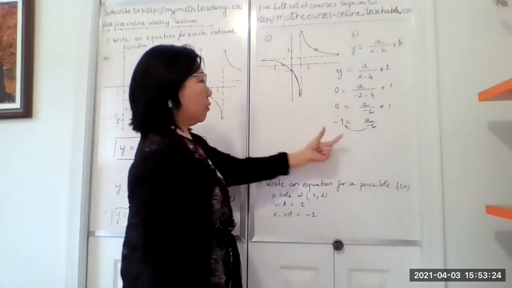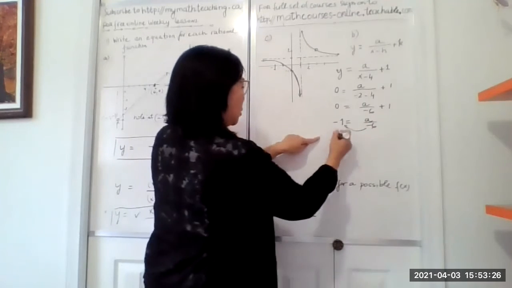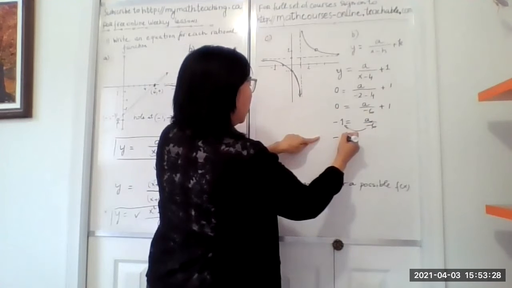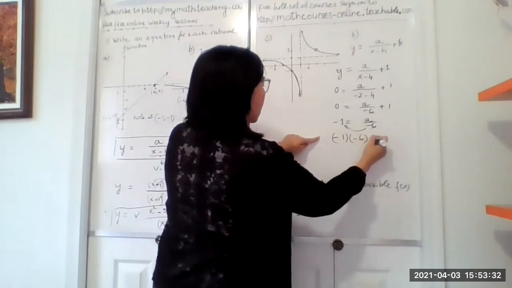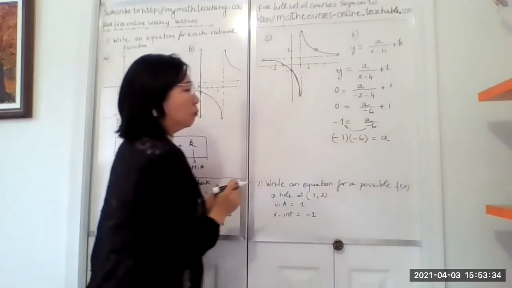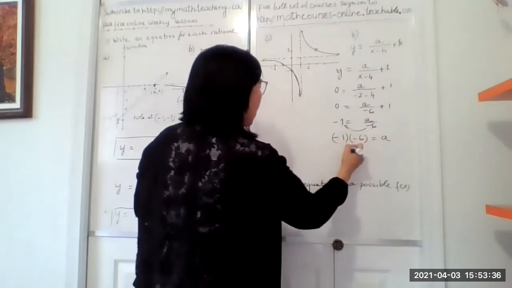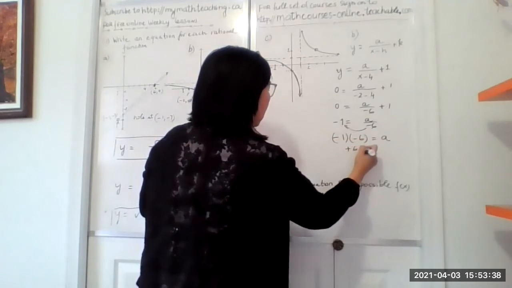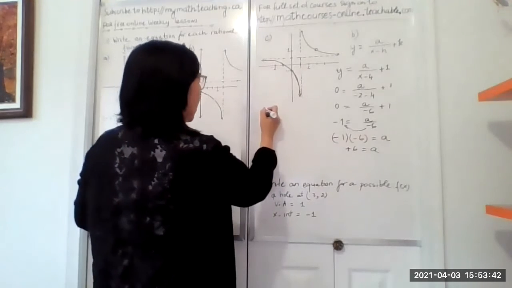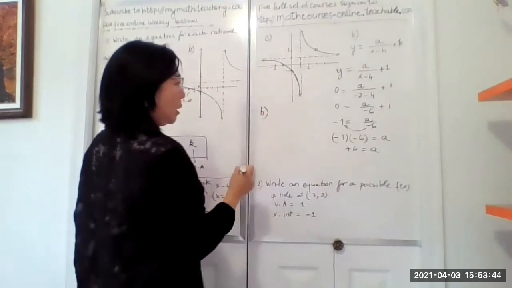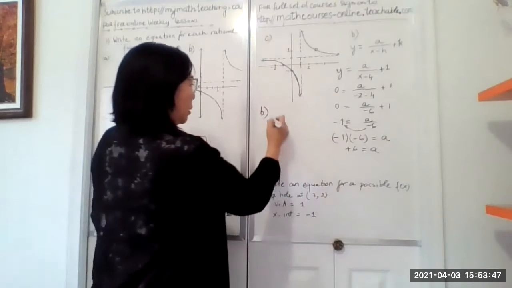Divide becomes multiply when you kick it to the other side of the equation. So I will have minus 1 times minus 6 equals a. Minus 1 times minus 6 equals plus 6, equals a. So now I can write this equation as, so this is equation B, right? Not the C.